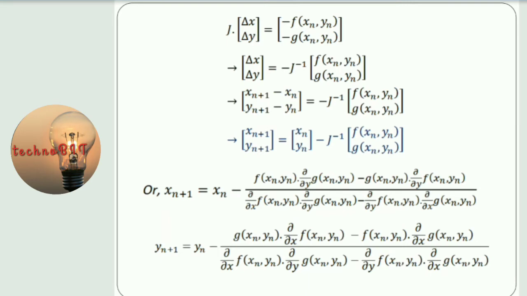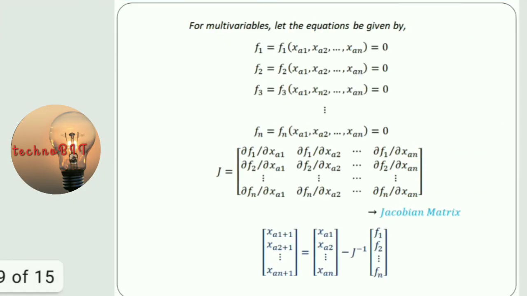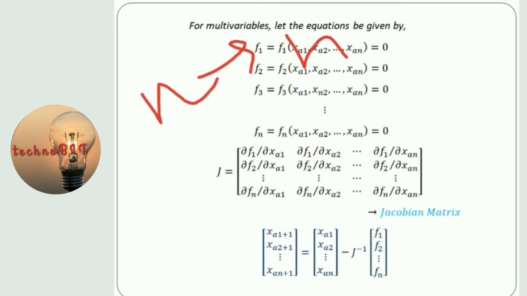The similar thing we can do with the multivariable function. This we have done for the two variable function. Now we can do it for a multivariable function. Multivariable function means suppose there are n number of functions with n number of variables. We know that if there are n variables, then the functions should be n. If the functions are n minus 1, then we cannot solve it. So that's why if the variables are n, I am going to take n number of functions, right?